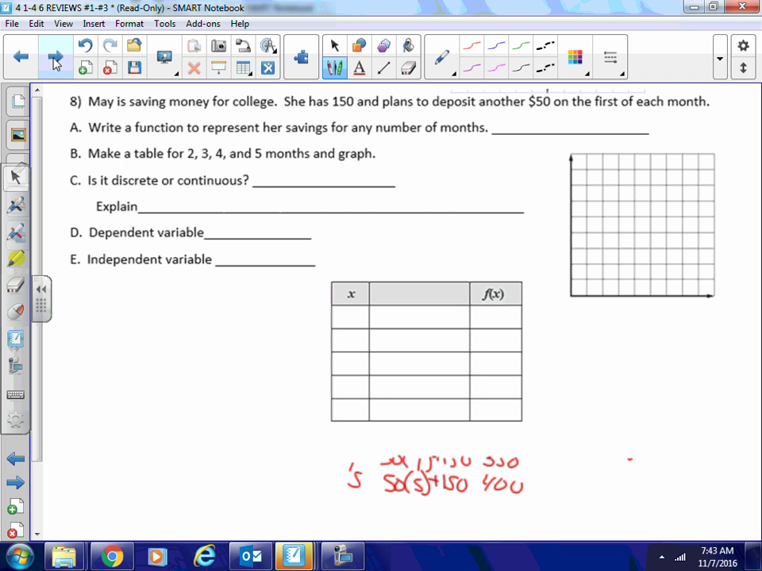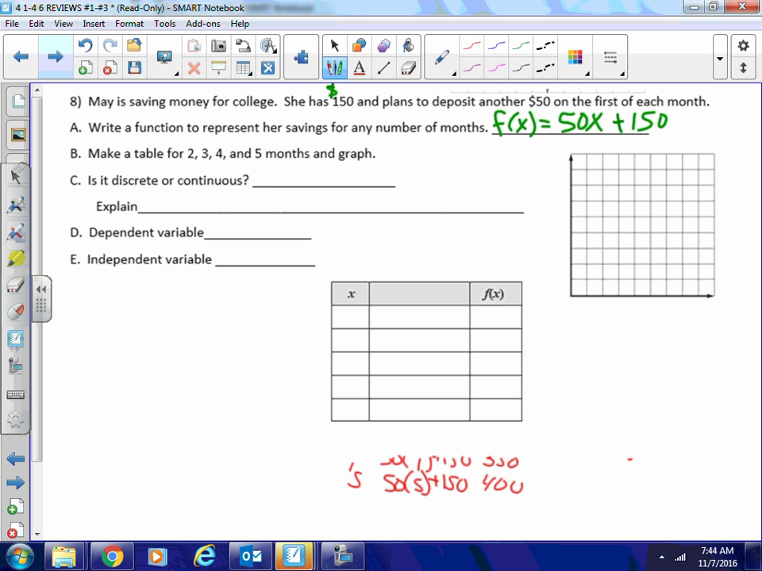Number 8, May is saving money for college. She has $150, add a dollar symbol here, and plans to deposit another $50 on the first of each month. Write a function to represent her savings for any number of months. Well, they said function, so I'm going to use f of x equals. Her rate of saving is $50 per month, plus she already has $150 saved.